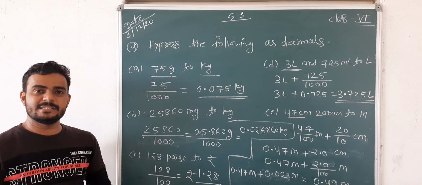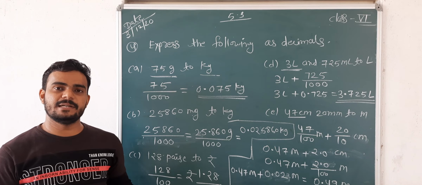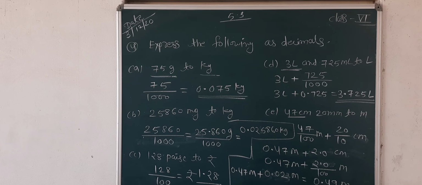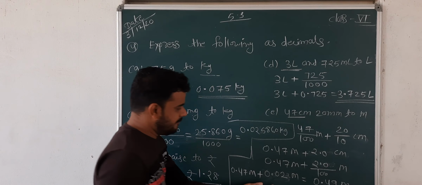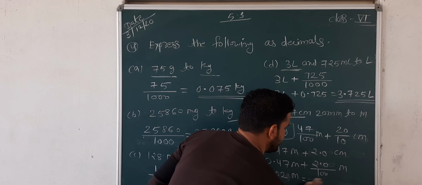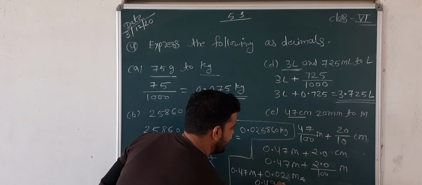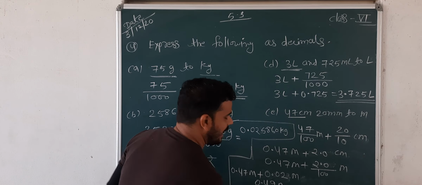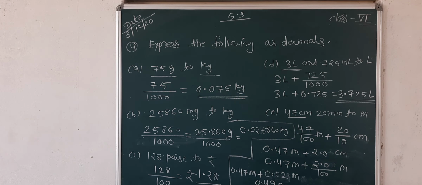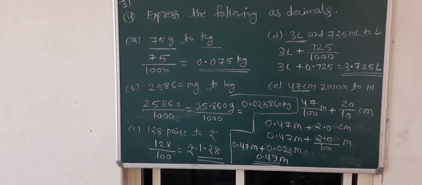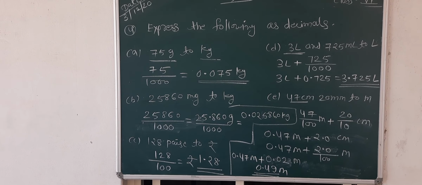One last is remaining, so take the screenshot. After that I will explain that question also. Here the final answer is when you add both of these. The place is not here, that's why I will write here 0.49 meter. Okay, this is your final answer, 0.49 meters. So take the screenshot from the video and write in your notebook.